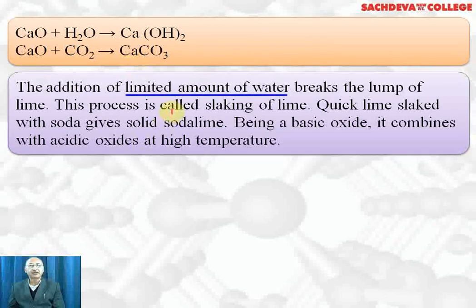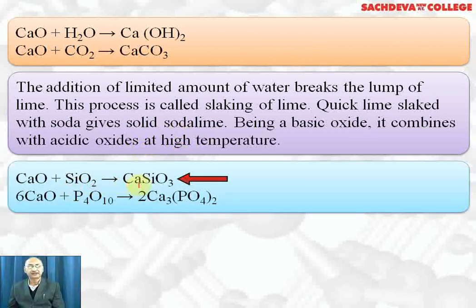Addition of a limited amount of water breaks the lumps of lime. This process is called slaking of lime. Quicklime slaked with soda gives solid soda lime. Being a basic oxide, it combines with acidic oxide at high temperature. Soda lime is also used for decarboxylation of sodium salt of carboxylic acid to form alkanes.